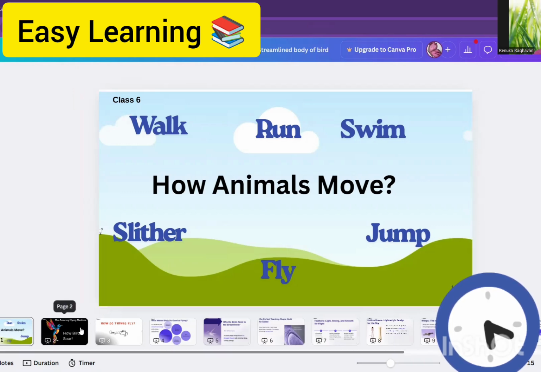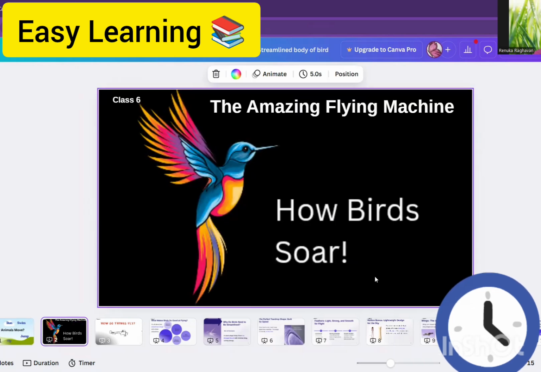And today, we are going to see about the birds and their streamlined body. Okay. So in nature, we can say that they are amazing flying machines. Okay. So they soar, they even glide, and they even fly. And they hover. All this will be done by the birds. How birds do this, we will see in detail in this video.